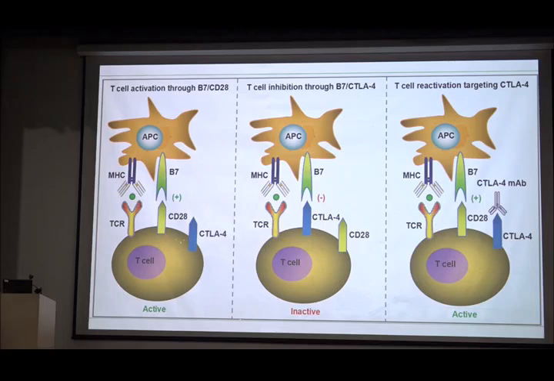However, CTLA4 competes with CD28 to bind with B7. And the affinity of CTLA4 to bind this B7 is much more than CD28, and when it binds to it, the T cell will become inactive. But the CTLA4 monoclonal antibodies will bind to the CTLA4, so now the CD28 can bind to the B7, and it will lead to the co-stimulation and cause activation of the T cell. So this is how the CTLA4 monoclonal antibody works.